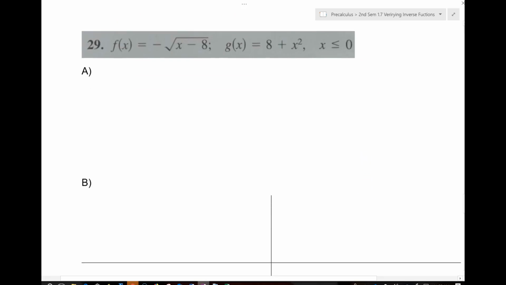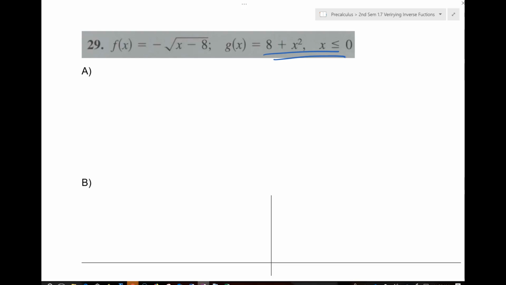All right, now, with this one, let's look at 29. And 29, notice, has some limitations. It says x has to be less than or equal to 0. So that limitation got put on our g of x. Why? Once again, because remember when I have the square root of x minus 8 right there, we've got to make sure it only shows half of the parabola. We can't show a whole parabola to work with it. So we have to be very careful with that.